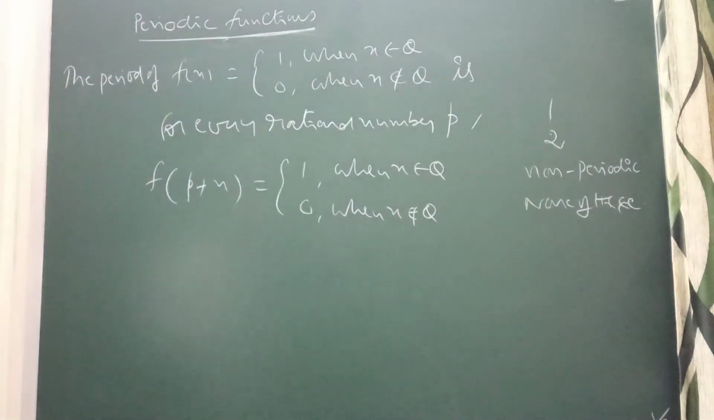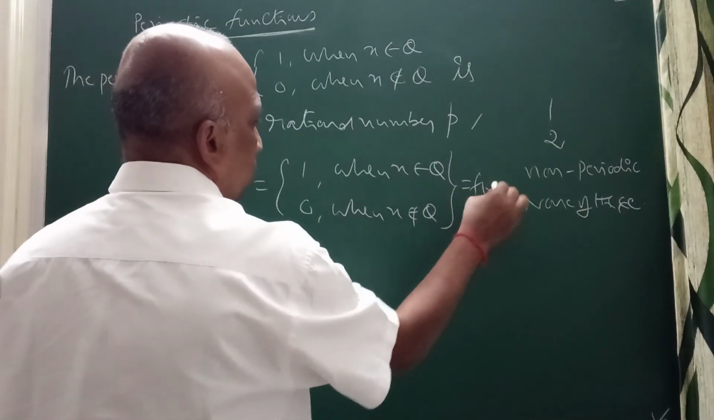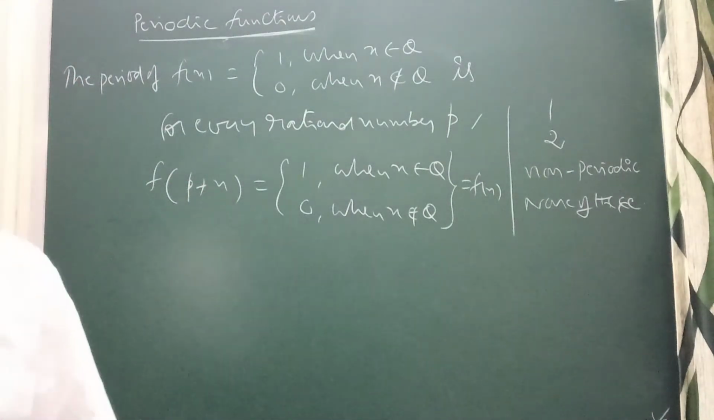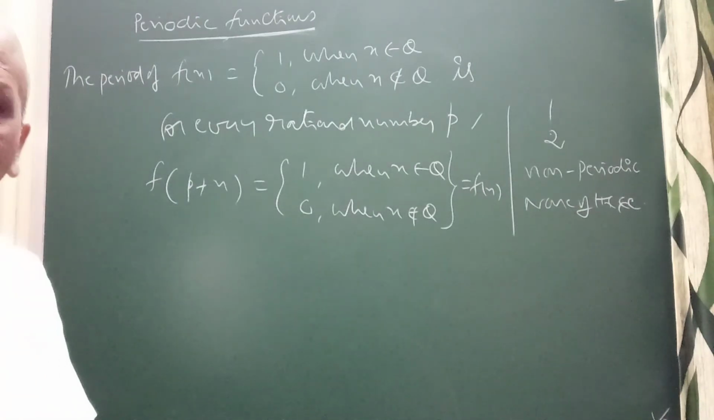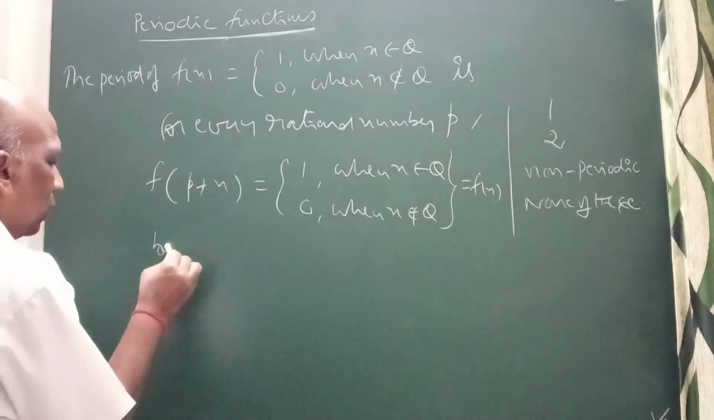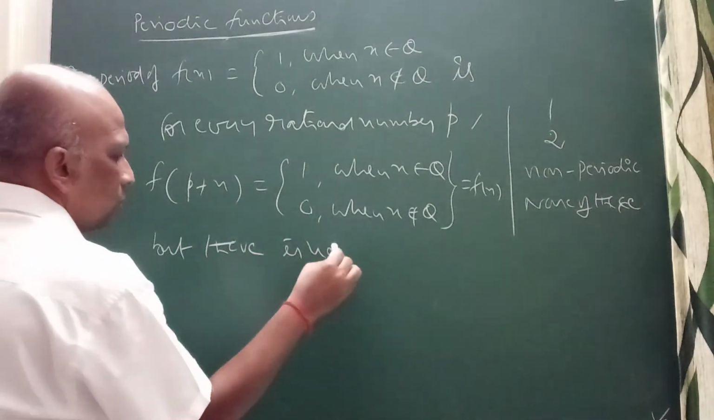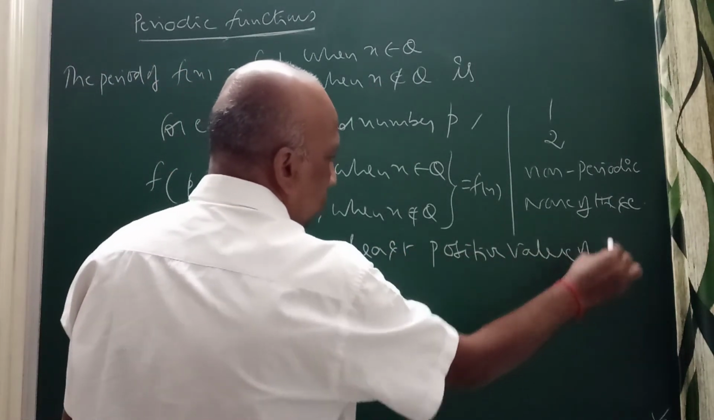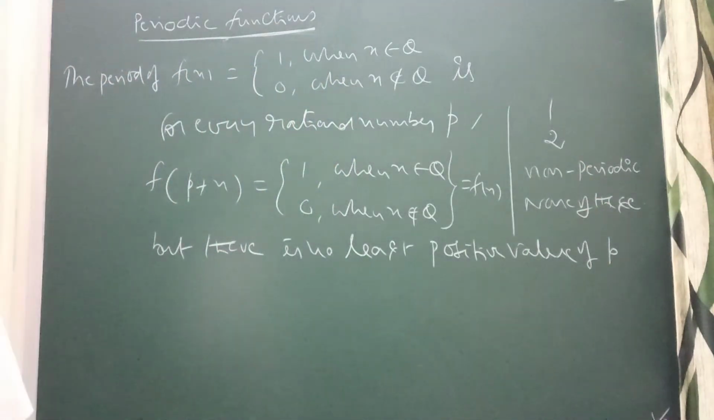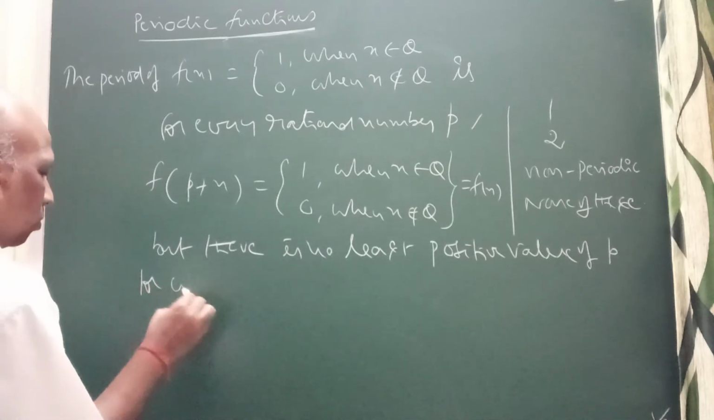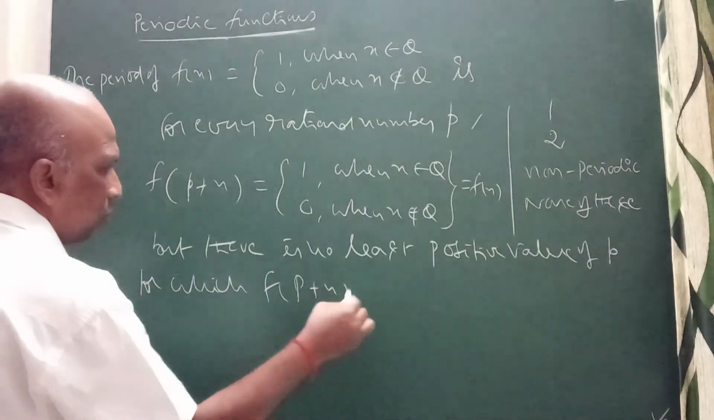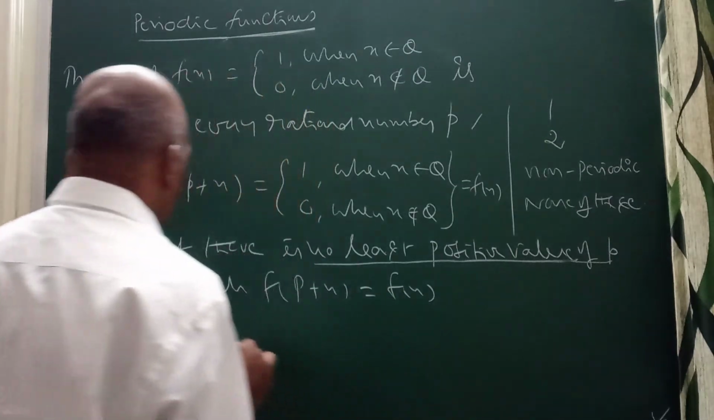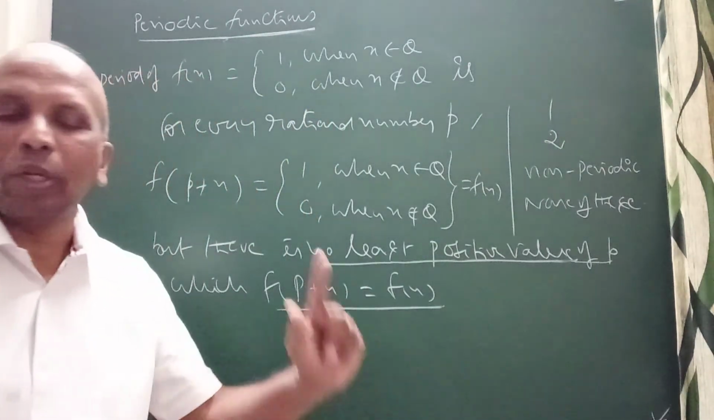I will take the same thing, which is nothing but f of x only. But this is true, but the problem is here: you can say there is no least positive value of p for which f of p plus x is equal to f of x. There is no least positive value of p.